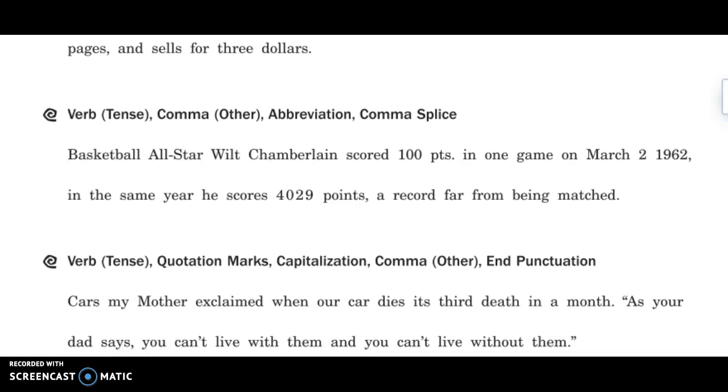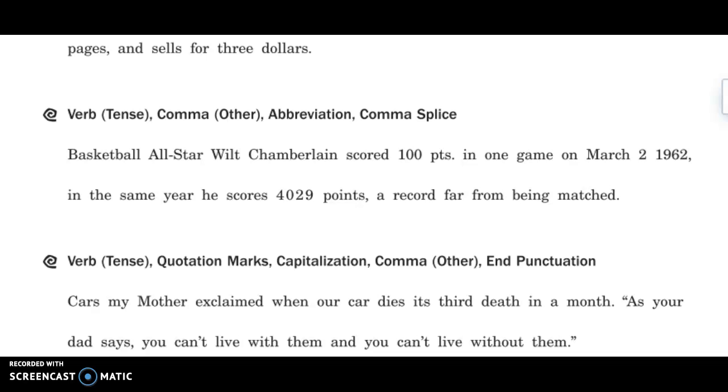In this sentence, we have verb tense errors again. We're also going to add 2 commas. We have an abbreviation error to address. And we also have a comma splice. Remember, that's a comma acting as a period, so we'll change that.